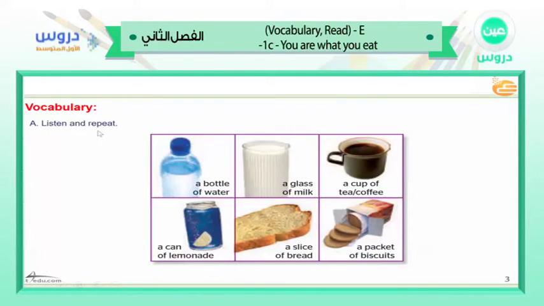A, listen and repeat. So we have 6 pictures, and in each picture we have some words. It relates to this picture. So I want you to listen, then we will get back together to see these pictures. You are what you eat. 1. Vocabulary. A. Listen and repeat.